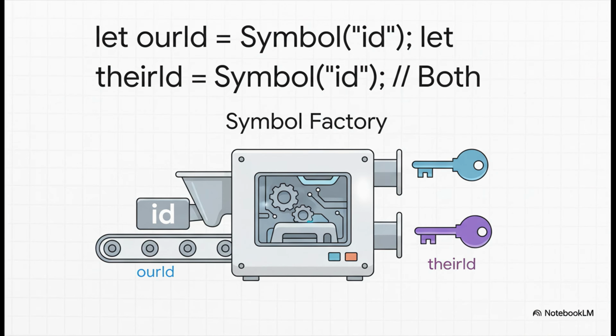Now look at this code. We're making two different symbols, our ID and their ID. But notice, we're giving them both the exact same description string, ID. And this is super important. That description is just a helpful label for us humans when we're debugging. It has absolutely no effect on the symbol's actual value.